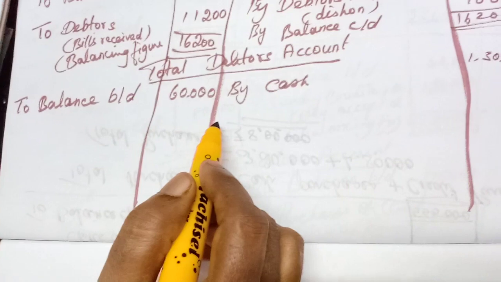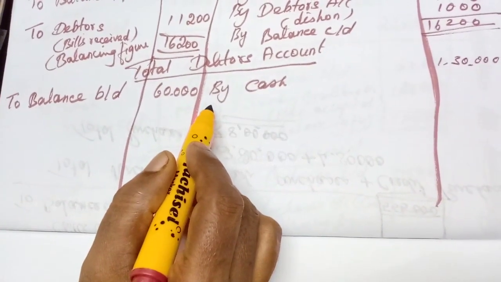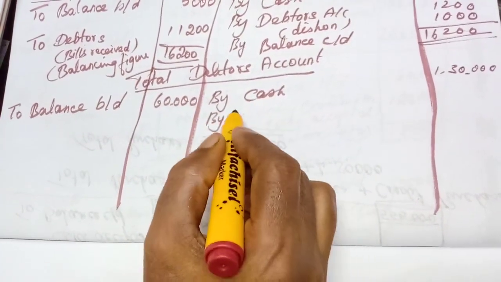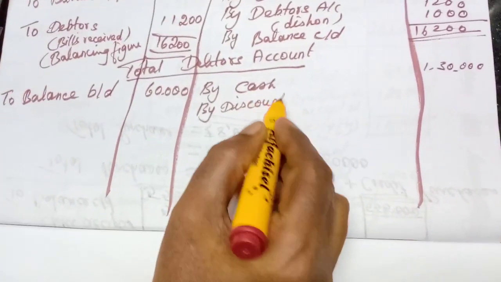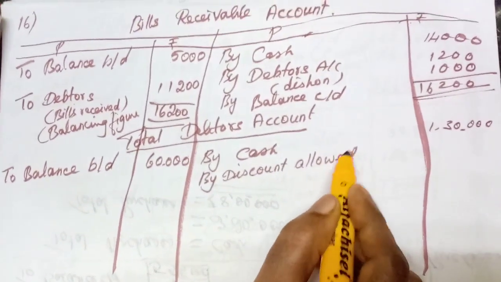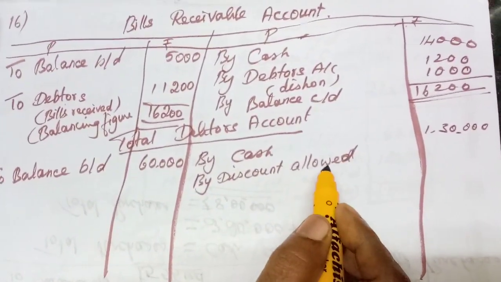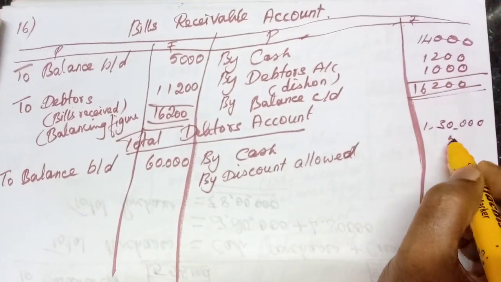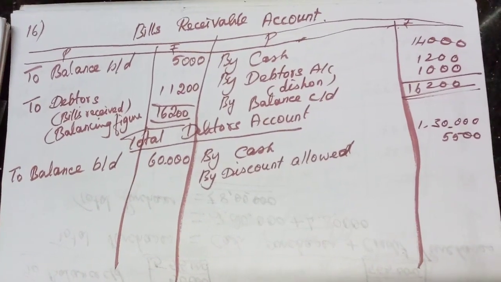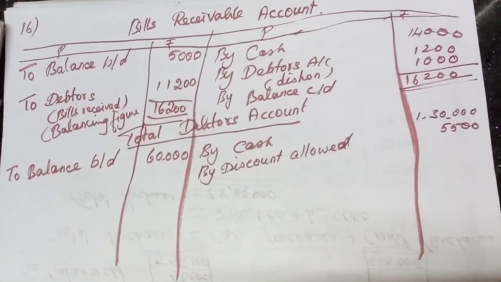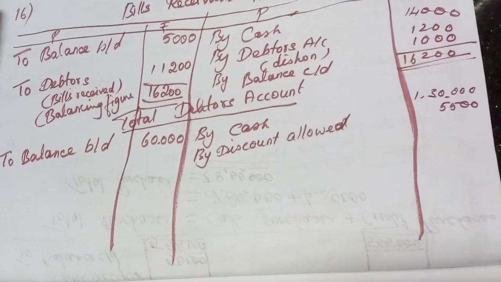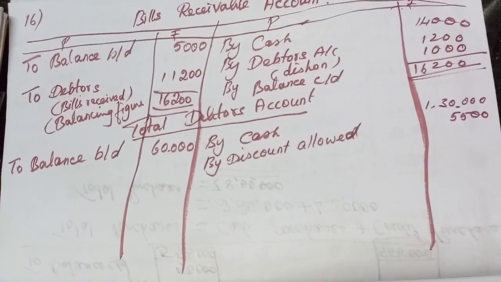The next one, discount allowed to customers. Then the same entry. Discount is here loss for us. So discount account debtor to debtors account. So by discount, you have to write discount allowed. When we prepare creditors account, we have to write discount received. In debtors account, you have to write discount allowed. 5,500. The next item, cash paid to creditors. It will not be appearing here. Then discount allowed by suppliers, no. Payments, bills payable, no. Then cash received for bills receivable, that we have already entered.